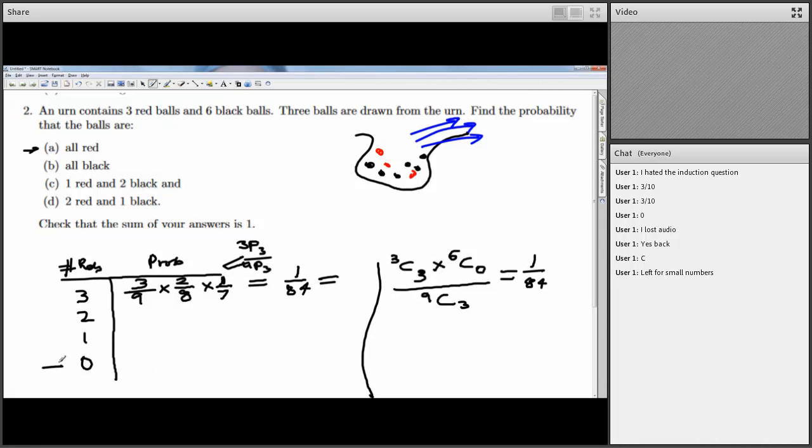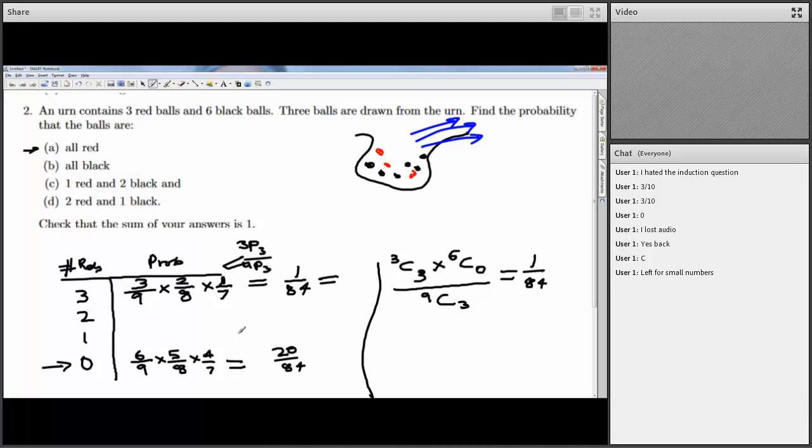Let's look at the bottom one here. So let's look at all black balls. If they're all black, then it's the same sort of idea. You've got 6 choices for the black ball out of 9, times 5 out of the 8 remaining, times 4 black balls remaining out of the 7 remaining. And that would give you 20 over 84, which you can simplify further if you wanted to. Those are the different ways of getting all blacks.